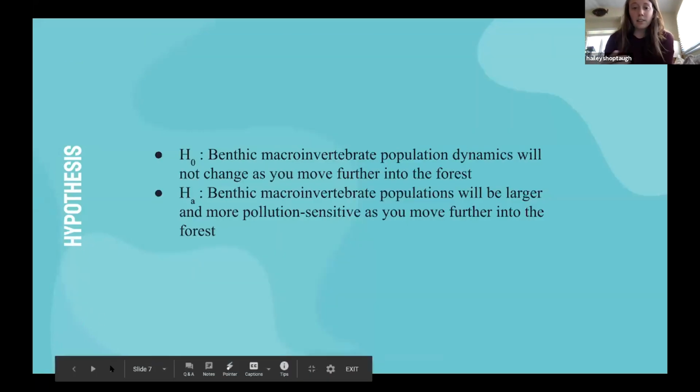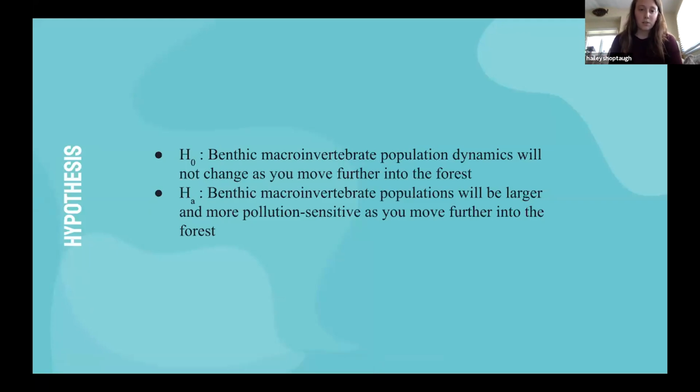So my hypotheses: my null hypothesis would be that nothing changes as far as macroinvertebrate pollution dynamics, regardless of how far you go into the forest. And my alternate would be what I expect to see, which was that the macroinvertebrate populations would be larger and that you would see more pollution sensitive species as you move further into the forest.